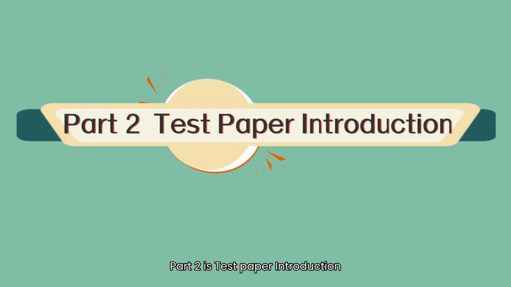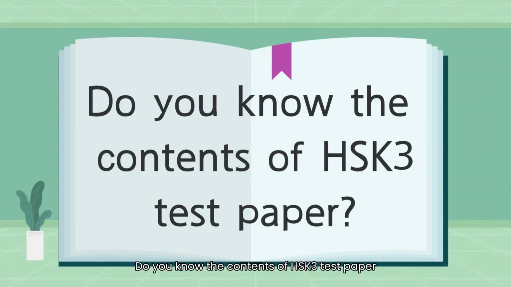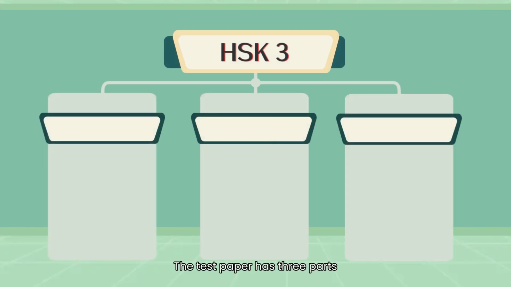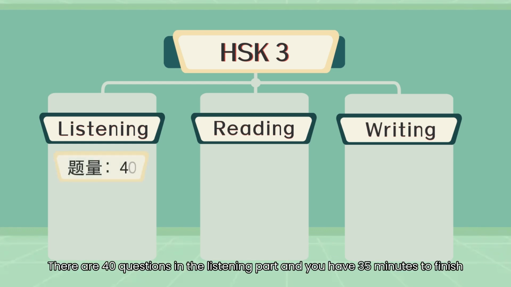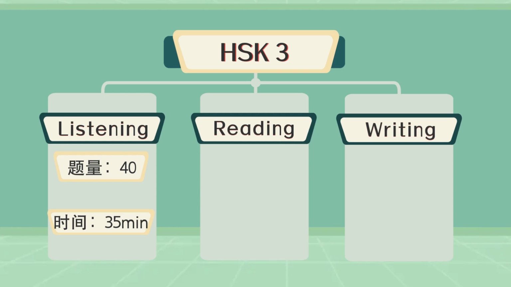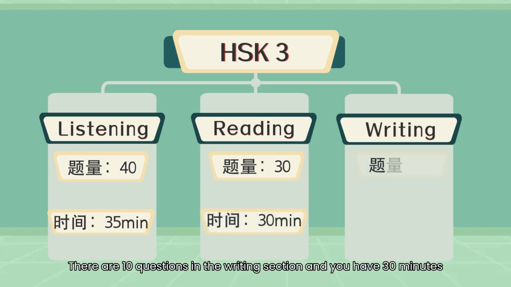Part 2 is test paper introduction. Do you know the contents of HSK 3 test paper? The test paper has 3 parts: listening, reading, writing. Every part has 100 points. There are 40 questions in the listening part, and you have 35 minutes to finish. There are 30 questions in the reading section, and you have 30 minutes. There are 10 questions in the writing section, and you have 30 minutes.